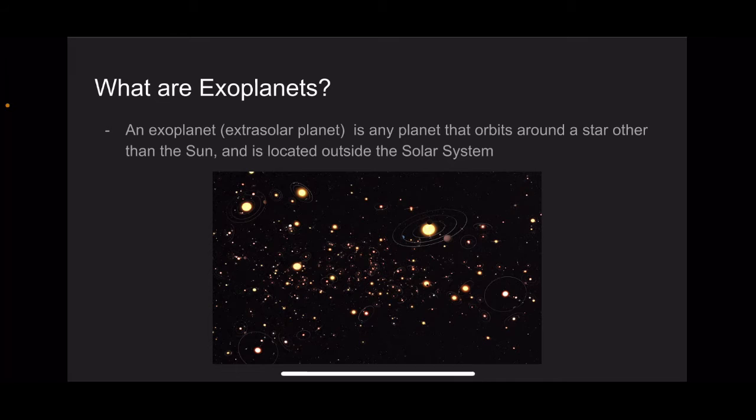So you may be wondering, what exactly are exoplanets? An exoplanet is basically any planet that orbits around a star other than the sun and is located outside the solar system. Over here I also have a brief image of exoplanets, so I hope you find that really cool. A cool fact about exoplanets is that there are actually more than 1,000 known exoplanets today, and more are being discovered constantly, so that's one cool thing about it. So let's go on with the next slide.